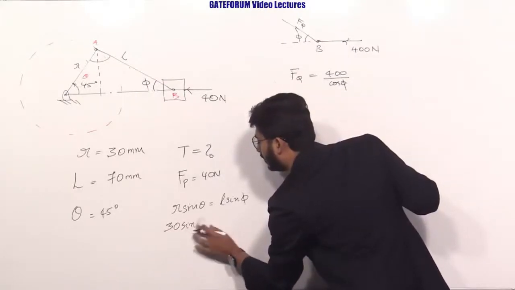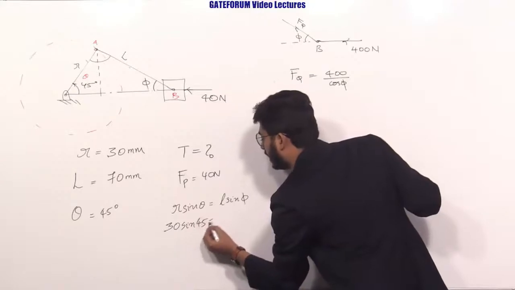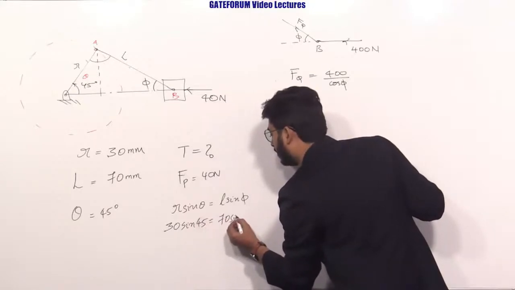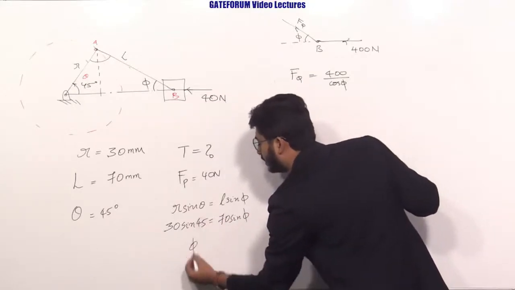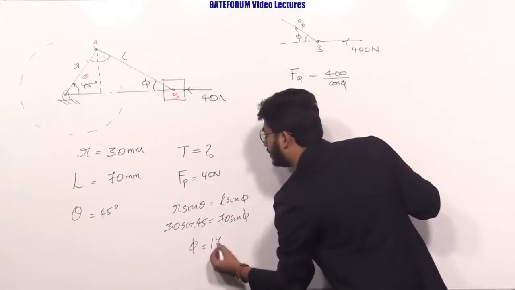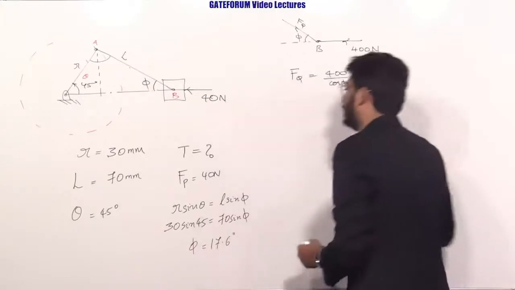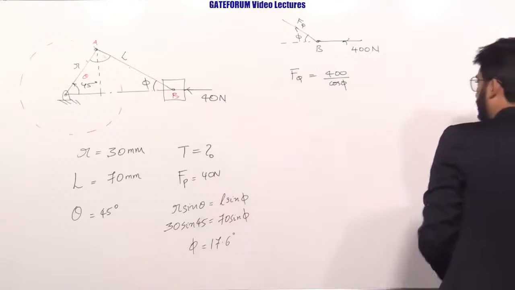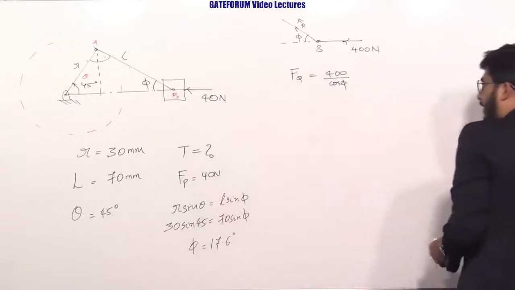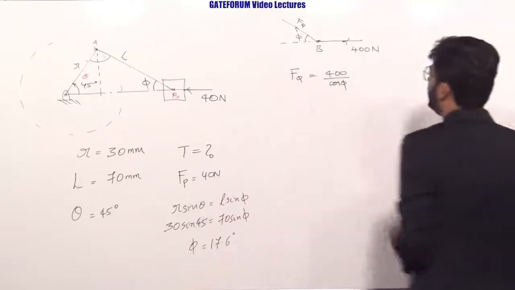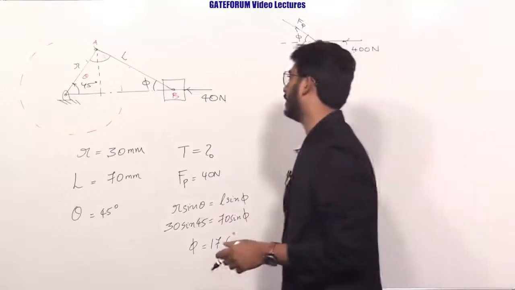30 into sin 45 is equal to L, which is 70 into sin phi. Solving this you will get phi equals 17.6 degrees. Okay, so now this is the force on the connecting rod.